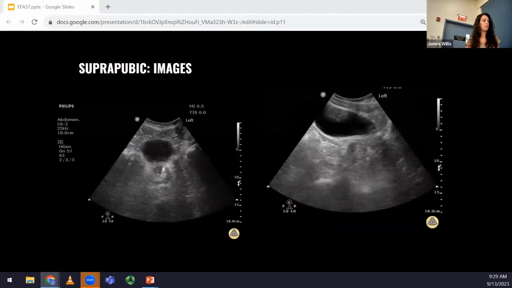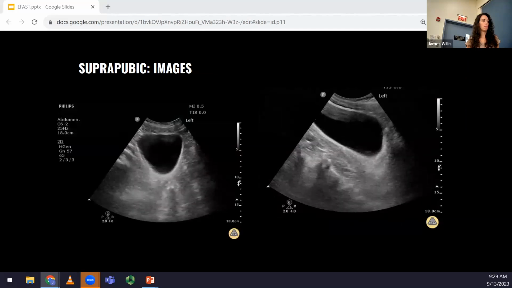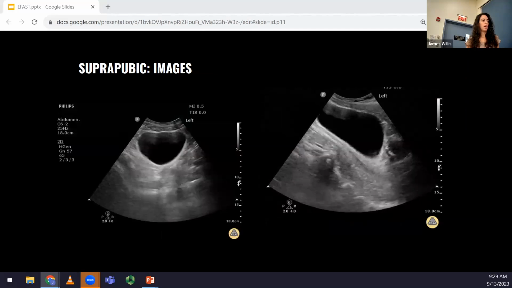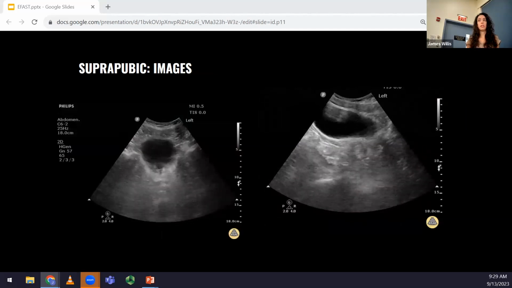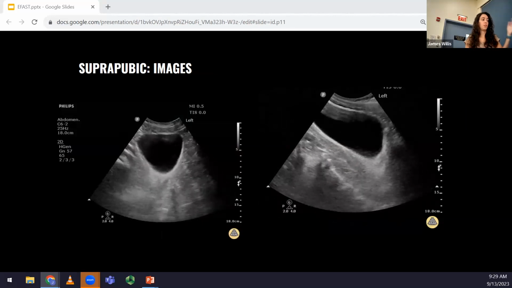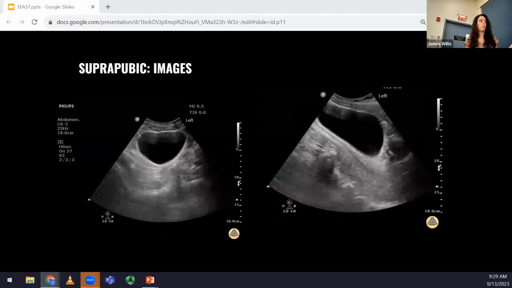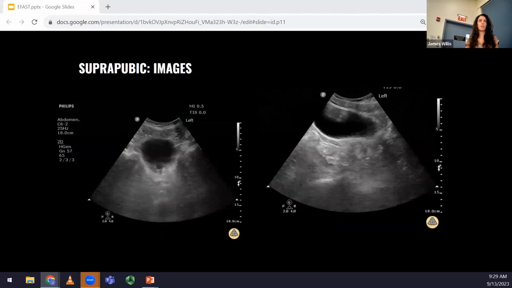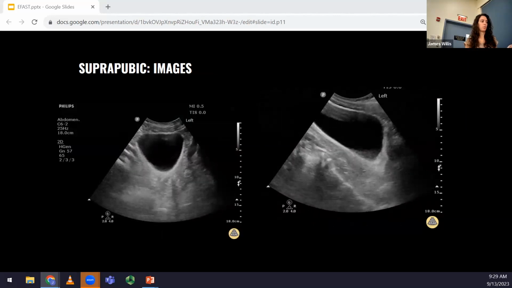So these are some images of normal suprapubic scans. That being said, these are incomplete scans. This is just because the image gets cut off, but this would not be a sufficient exam because you're not seeing it all the way end to end. So just something to keep in mind.